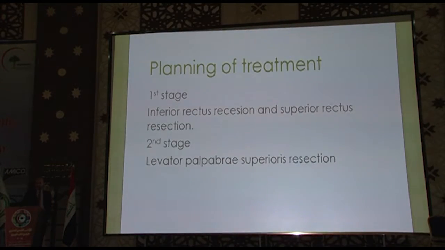So I plan to do a multi-stage surgery for her. The first stage is inferior rectus recession and superior rectus resection. I didn't see that they use recession and resection for this; usually they do transposition. But for this patient, I insisted on doing resection because I feel that the superior rectus muscle is working. That's why I decided to do a resection at the same time. And the second stage was levator palpebrae superioris resection.